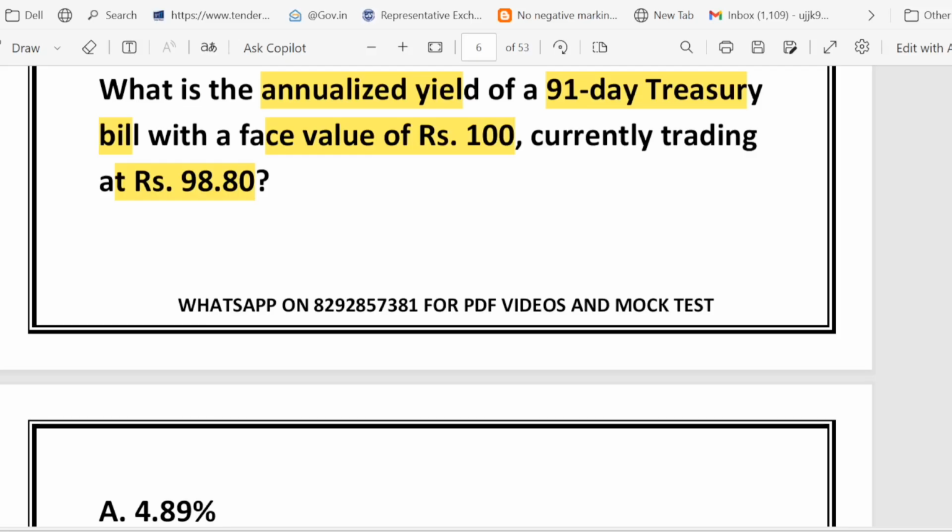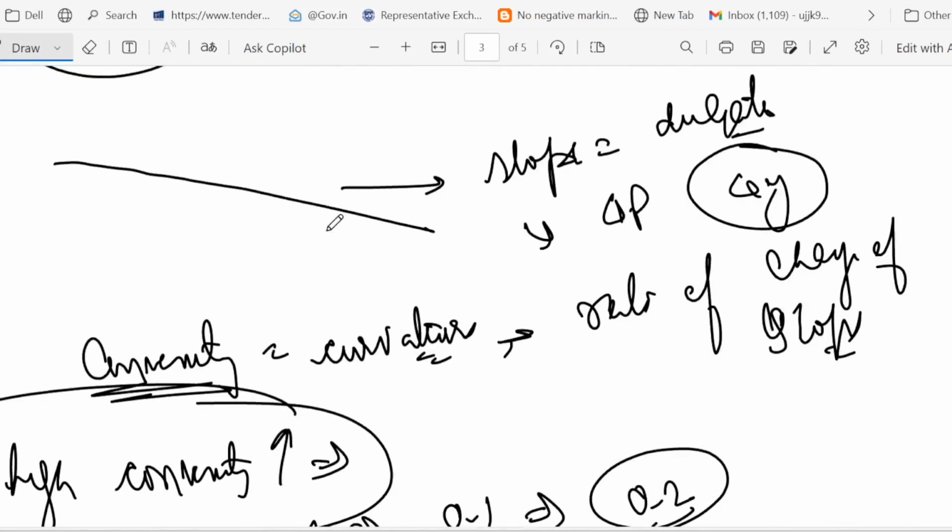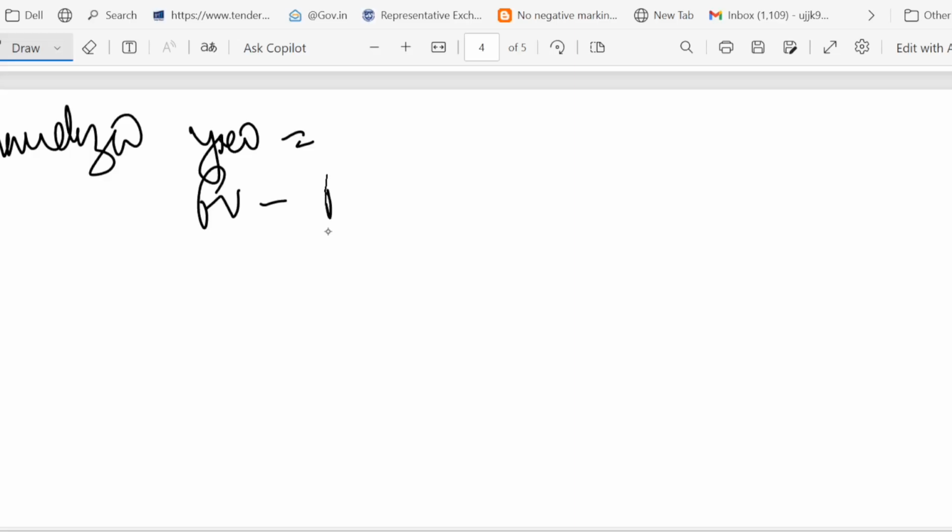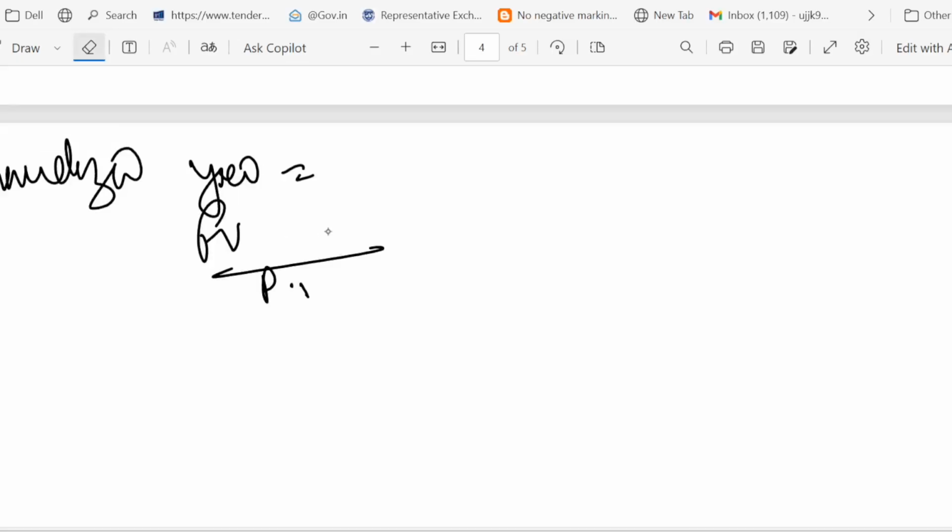An A4 sheet of paper. Till now, we have discussed 3 formulas. You remember them? Please note them down. They will surely help you in the examination. Now there is the 4th formula, which I am telling you right now. So this is the formula that you need to remember to compute the annualized yield. Annualized yield of a bond. What is the formula? Face value minus purchase price upon purchase price multiplied by 100.